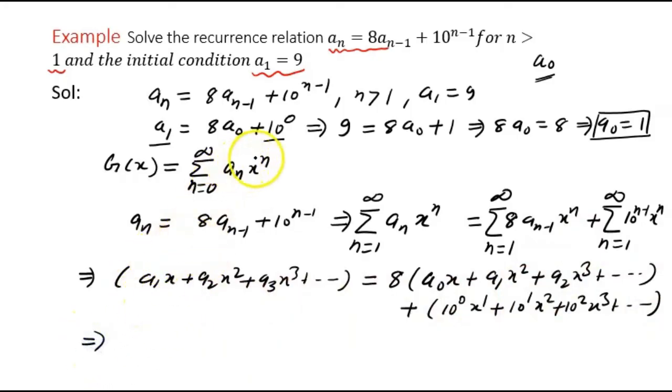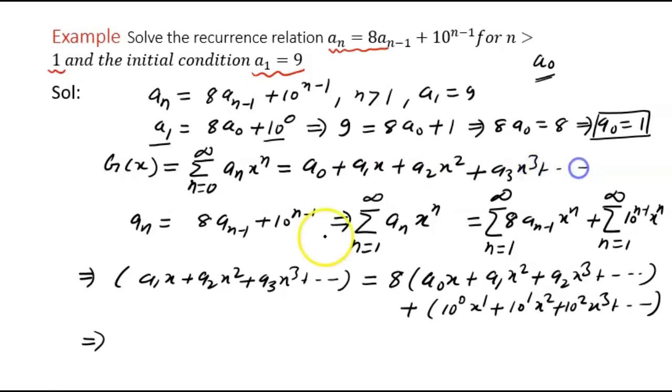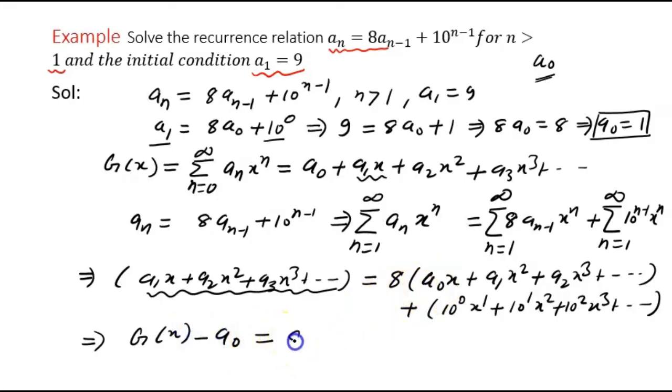Now if you look at this term and the generating function here, basically what is this generating function? This is a naught plus a1 x plus a2 x square plus a3 x cube and so on. So if you look at the left hand side, you have a1 x, a2 x square, so basically this is g(x) minus a naught. On the right hand side, you can take x common, so you will get 8x, and in the bracket a naught plus a1 x plus a2 x square, so it is nothing but 8x times g(x).